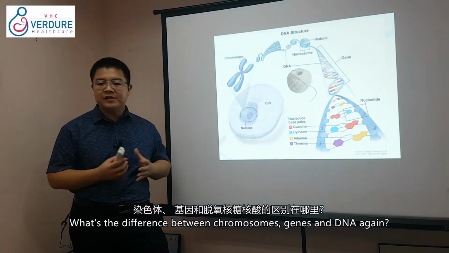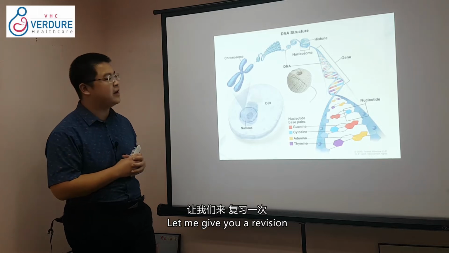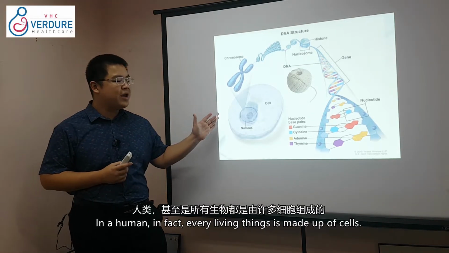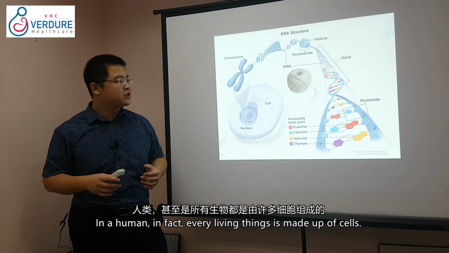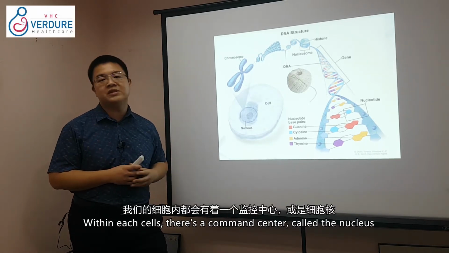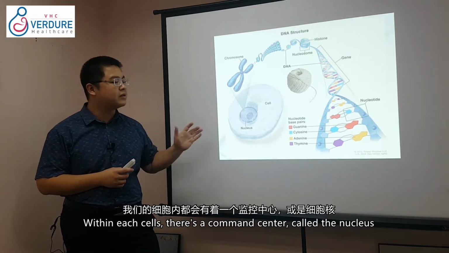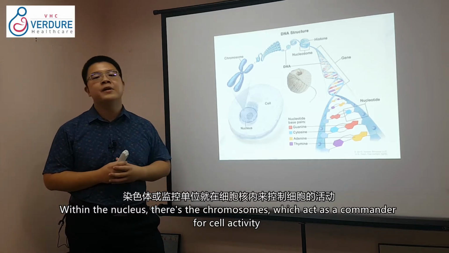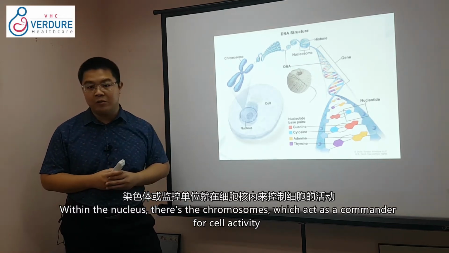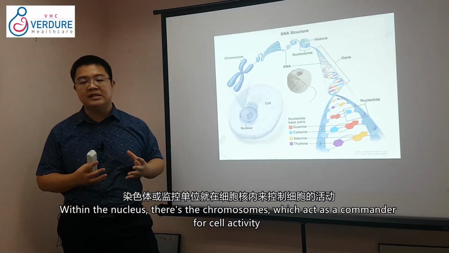And what's the difference between chromosome, DNA, and a gene again? Alright, let me give you a bit of a revision. We humans, in fact every living thing, are made out of cells. Each and every one of those cells has a command center in it. It's called the nucleus. And within this command center, there will be the chromosome, which is the ultimate commander of everything that's happening in the cell.